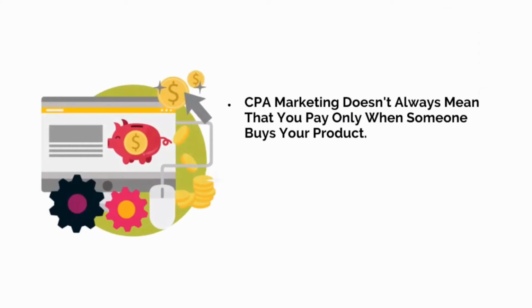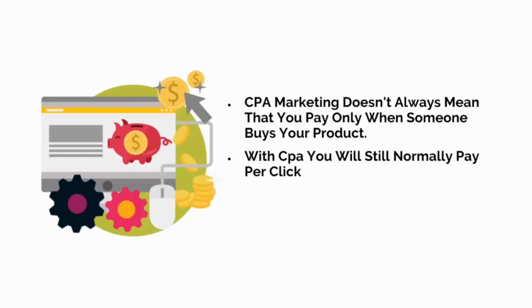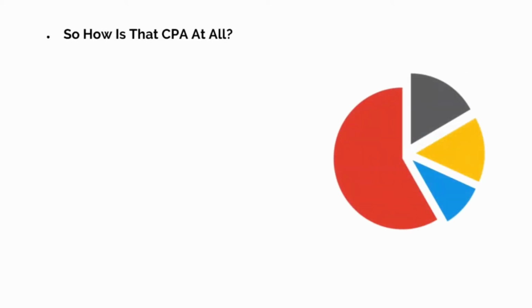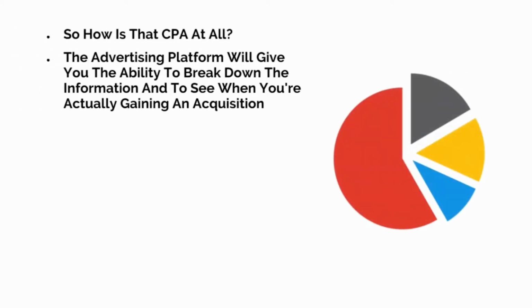Now, here's the thing. CPA marketing doesn't always mean that you pay only when someone buys your product. In fact, that's relatively rare. Instead, with CPA, you will still normally pay per click. That's what makes this still a form of PPC advertising, other than the simple fact that the two are very similar and it's convenient to describe them with the same term. So if you're paying per click, how is that CPA at all?